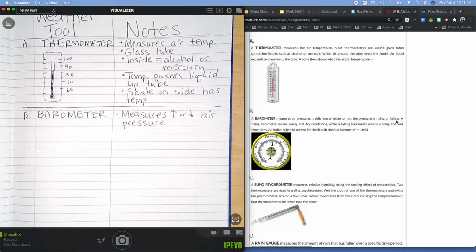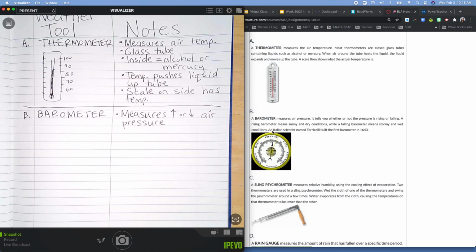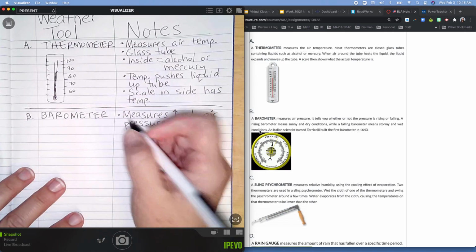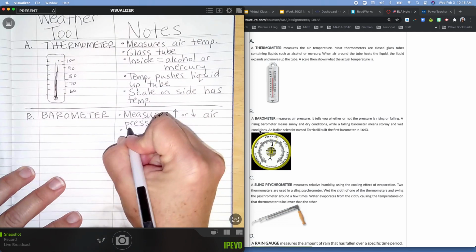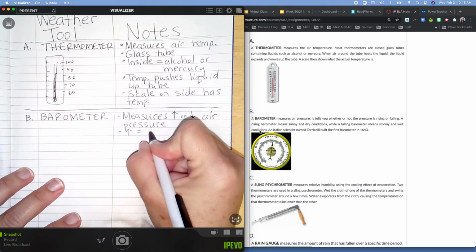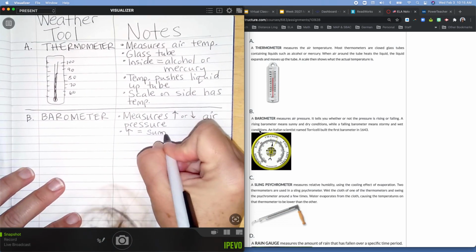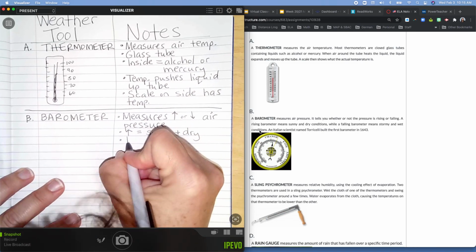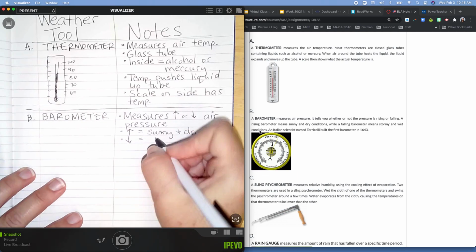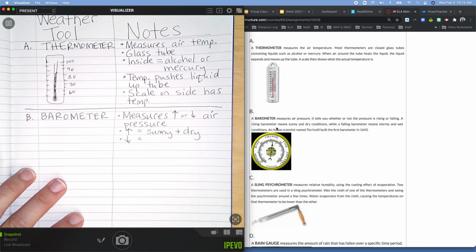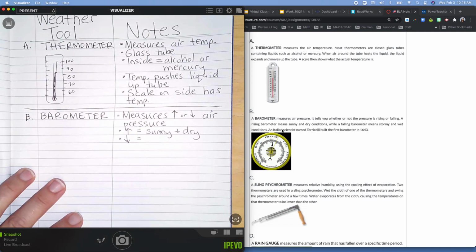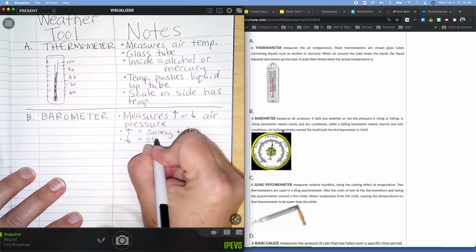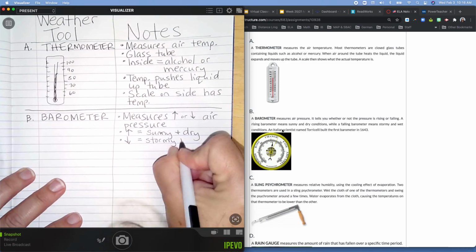Okay. A rising barometer means sunny and dry, while a falling barometer means stormy and wet conditions. That seems important. So rising equals sunny and dry. I just use a plus sign. Falling equals, how did they describe it? Stormy and wet.